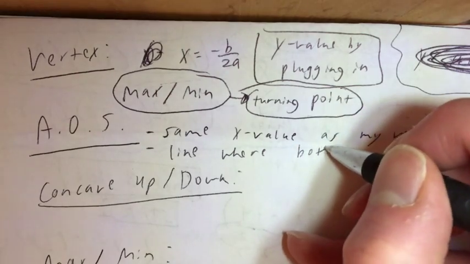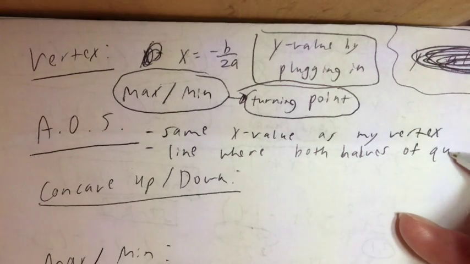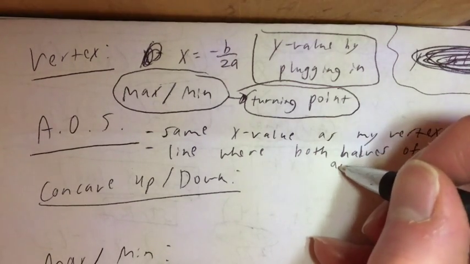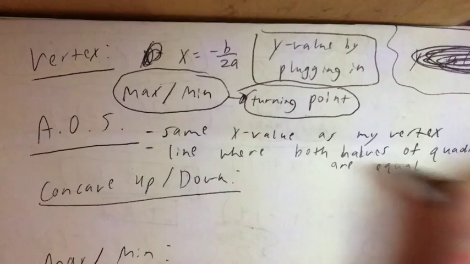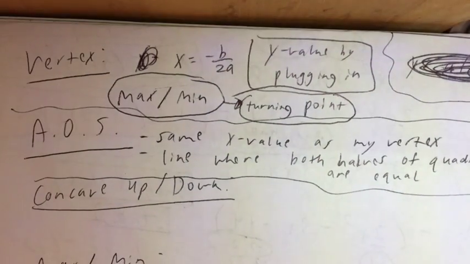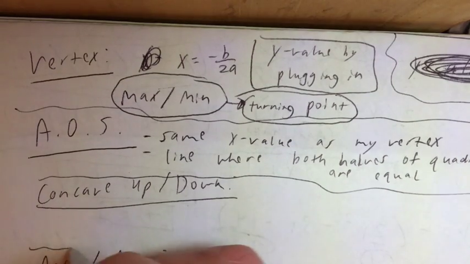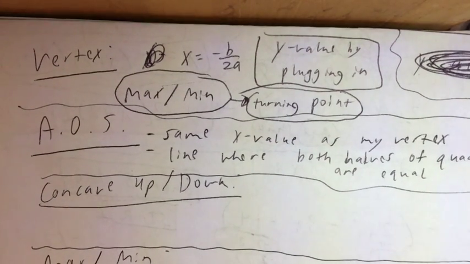where both halves of the quadratic are equal. And again, I think you guys know that, but I'm just saying, on the test, there's going to be a little section where I ask you to match this term right here with this proper definition. And as long as you kind of know the gist of what axis of symmetry is, you're going to be good.